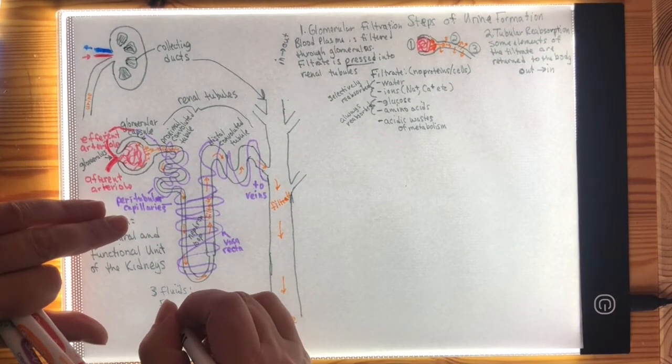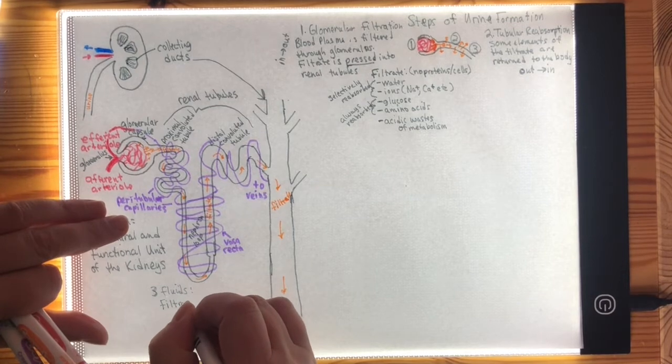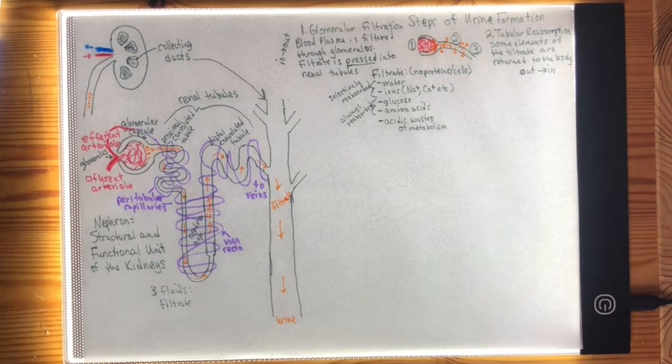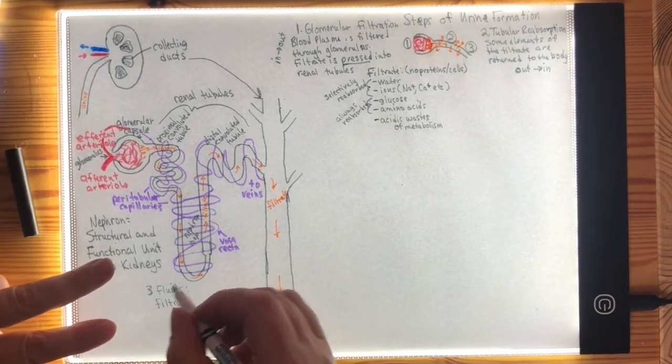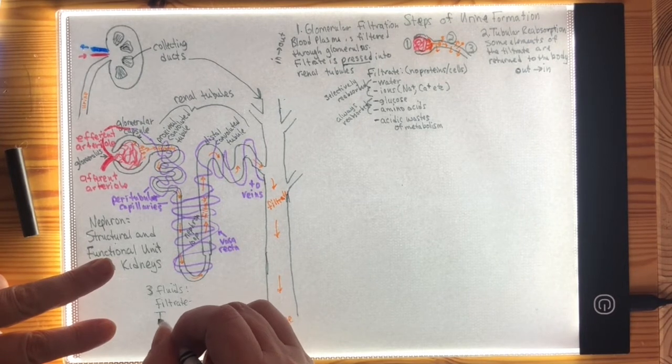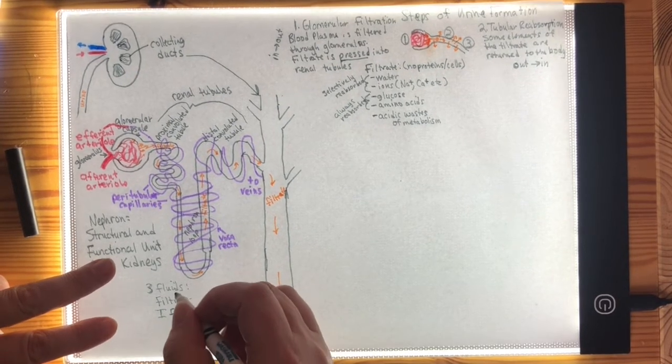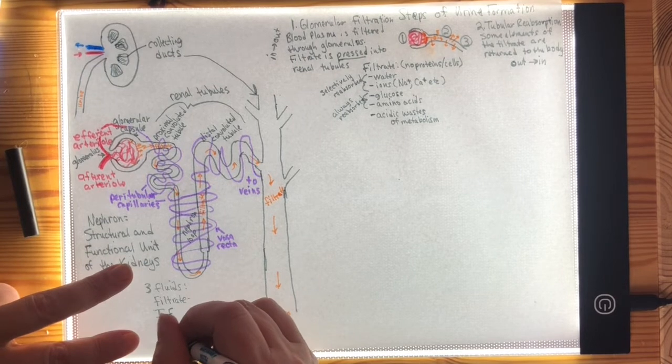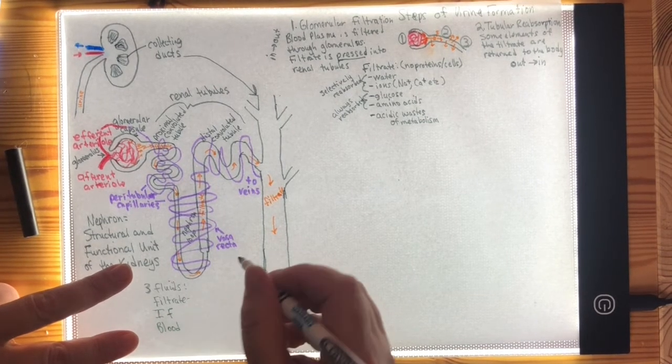I think this is a good place to summarize the 3 fluids that are found in the nephron region. Of course, we have the filtrate, which we're drawing in orange, which remains inside of those renal tubules. We have interstitial fluid, which basically surrounds all of the tubes, all the collecting ducts and so on. And we have the blood that is inside of those peritubular capillaries.